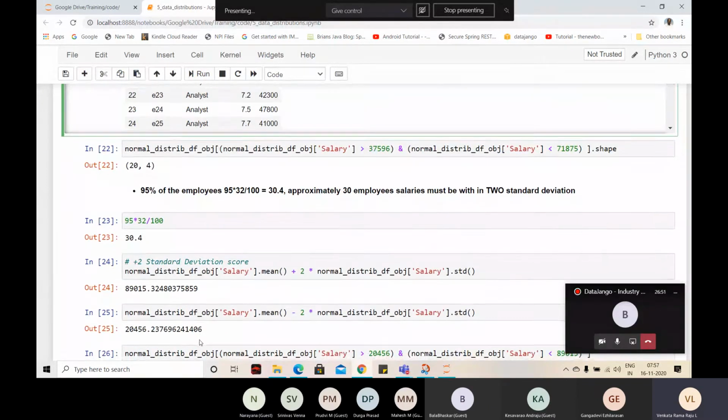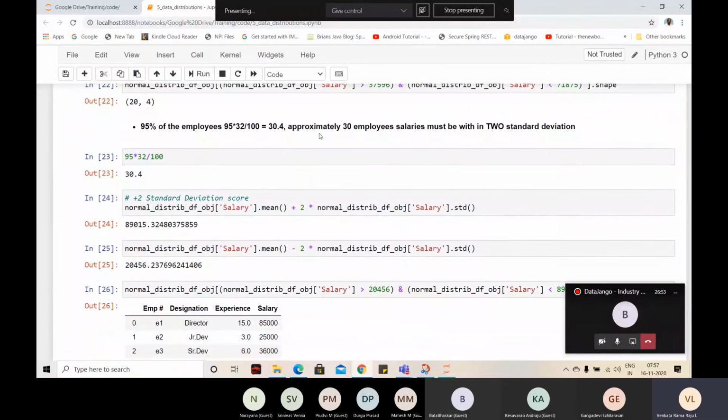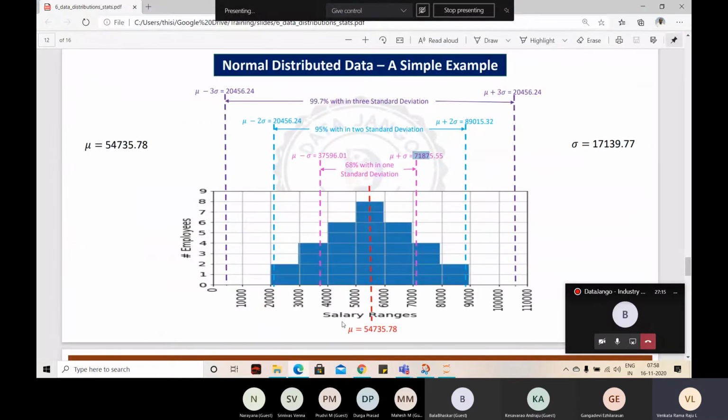Okay, so 95% of the data is going to be within two standard deviations. What is two standard deviations? Salary mean plus 2 times the standard deviation and mean minus 2 times the standard deviation. What are those values? See, this is the mean. Minus 2 standard deviations is this number. Mean plus 2 standard deviations is this number.